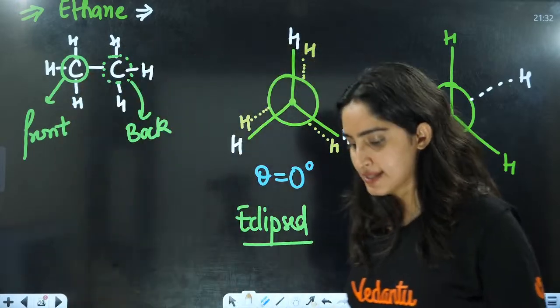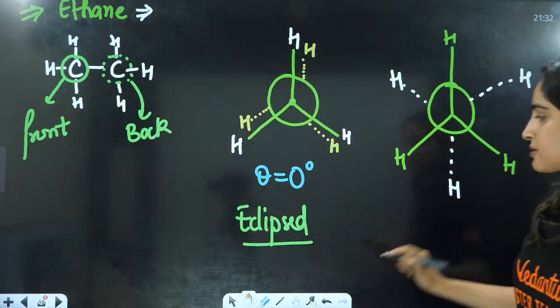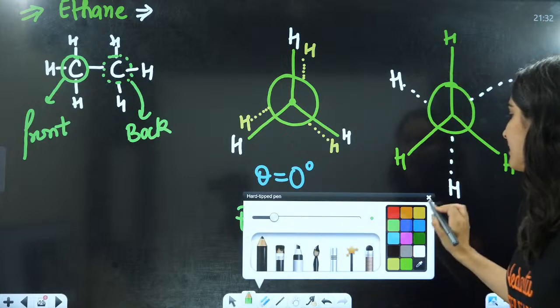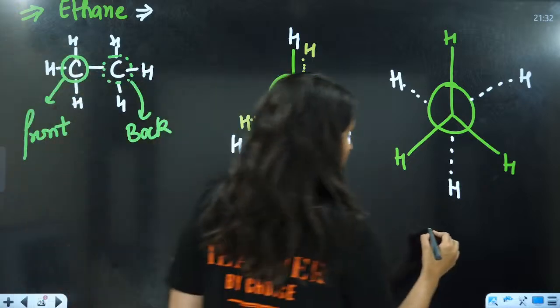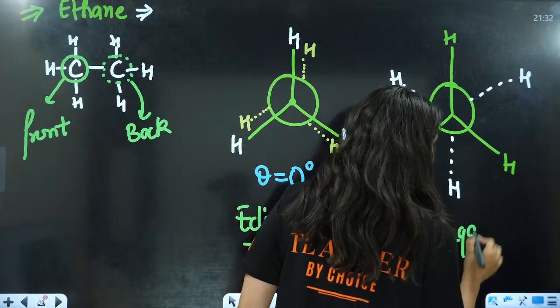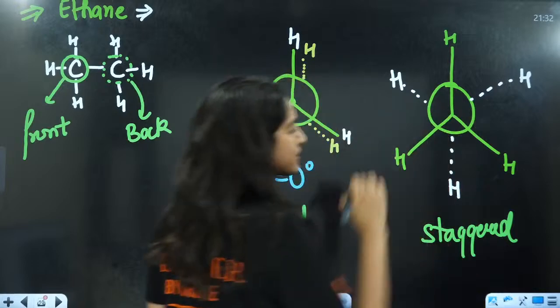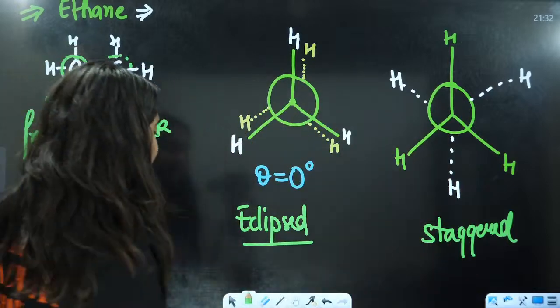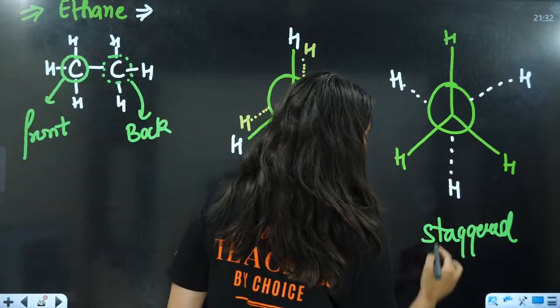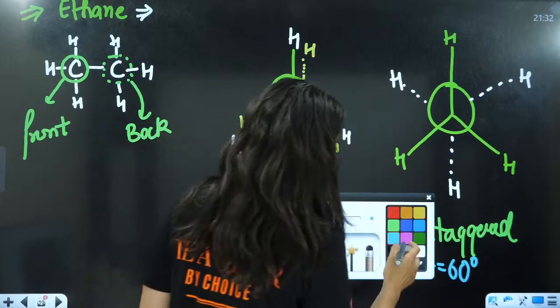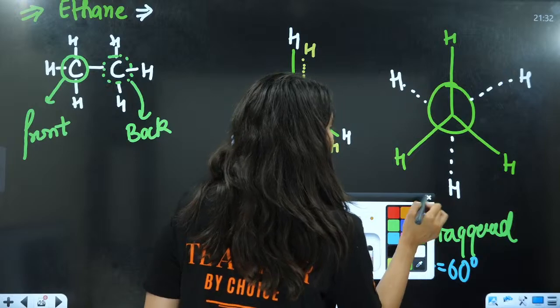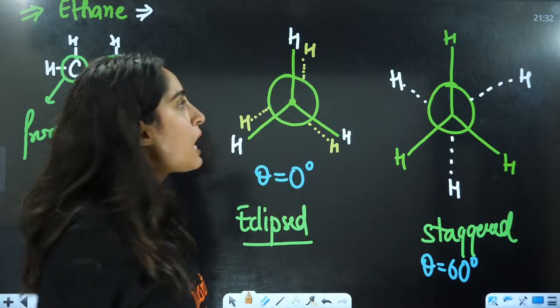Is this clear to all of you? This is the hydrogen, and this is going to be the staggered structure here. Here theta is going to be 60 degrees, not Celsius, 60 degrees. And which is more stable here?